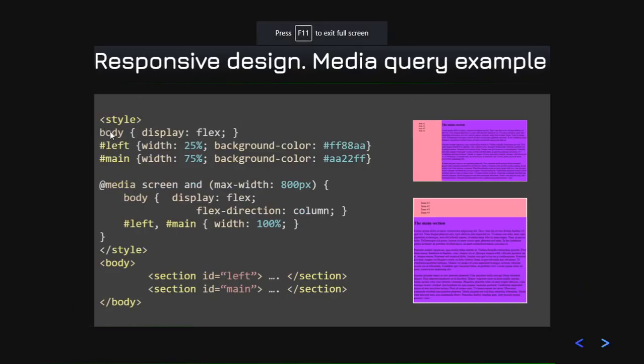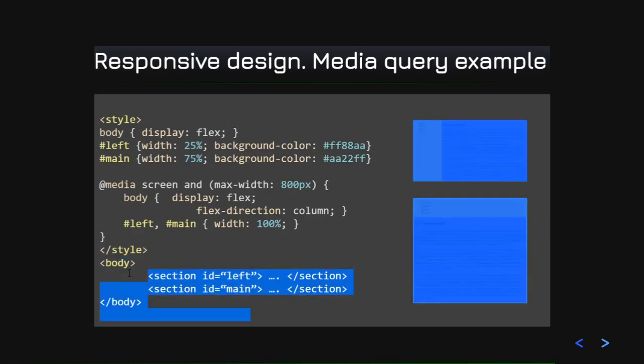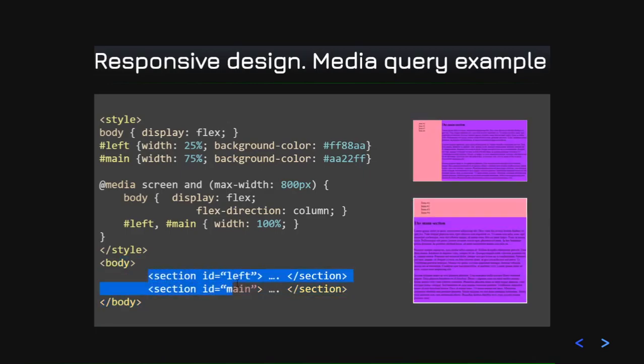So here I specified that the display for the body tag is flex because the body contains, as you see here, two sections: section with the ID left and section with the ID main. And I'm specifying here that the width of the left is 25% and the background color is this pink color, and the width of the main is 75% and the background color is this bluish violet color.